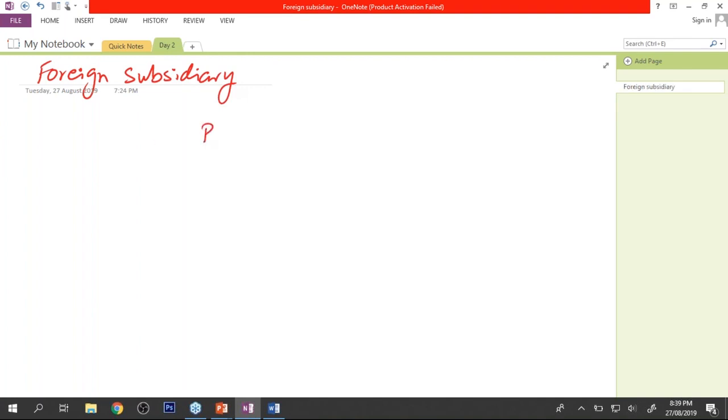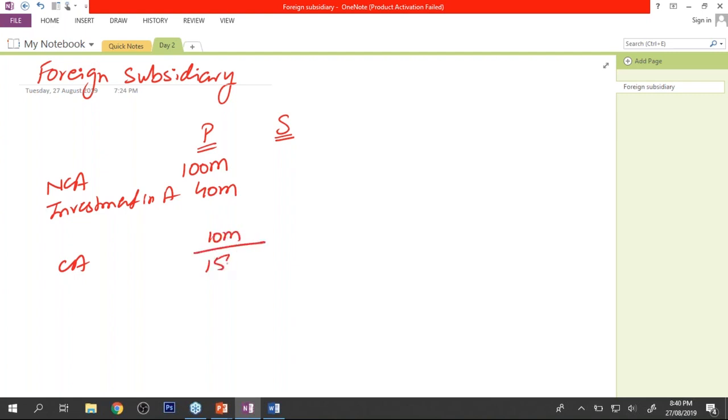So let's take an example that we are a parent and we have a subsidiary, and the parent has non-current assets of, let's say, $100 million, and the parent has an investment in associate of, let's say, $40 million, and the parent has some current assets of $10 million. So this is a balance sheet footing of $150 million, and the share capital, retained earnings, and liabilities are going to be there.